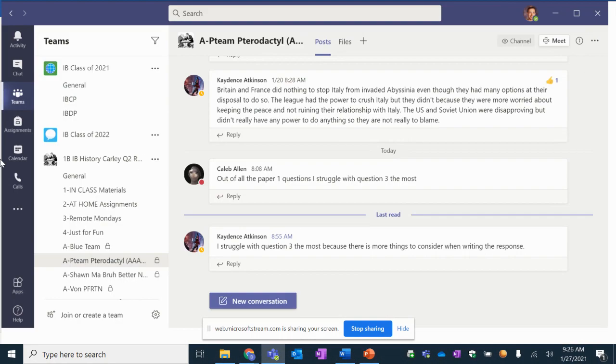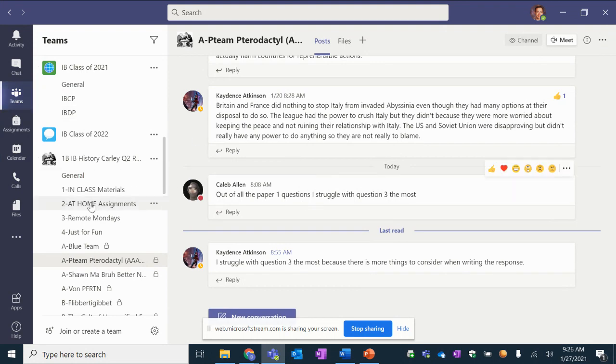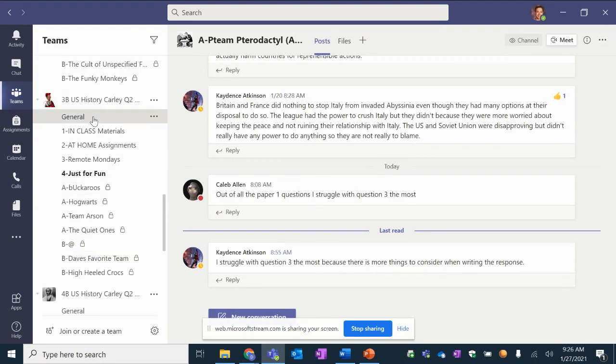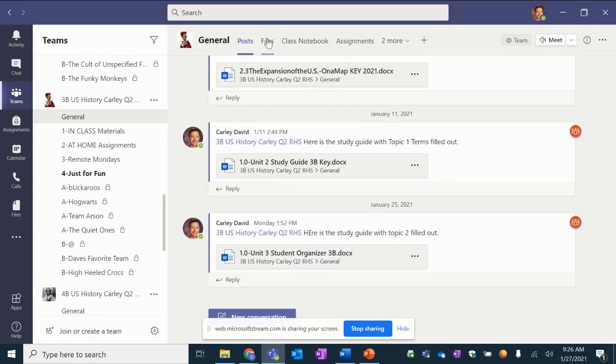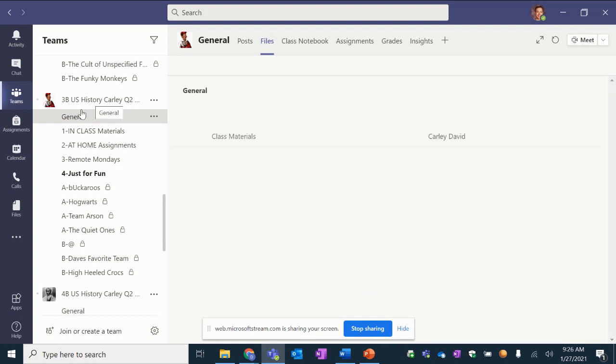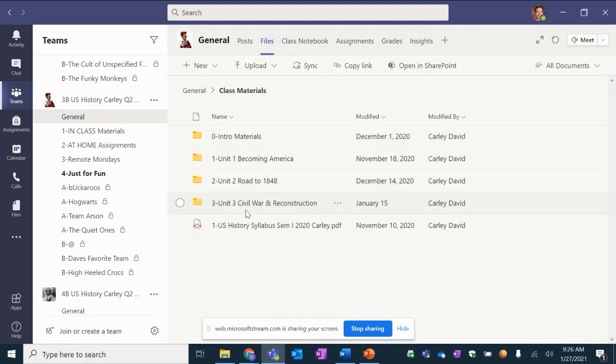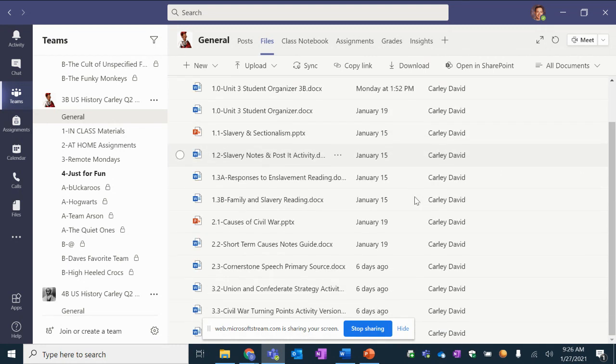So the next thing I want to do is make sure you know where all your resources are. I'm going to pull up Teams really quickly and go through. Sorry, this is IB history. Let's just take my 3B history. It's going to look the same if you're in 4B. If you go to the files section of the general channel right here and go into class materials, we are currently in Unit 3. Everything is there right now except for the slideshow 3.1, which I'll put in there shortly, which is about the Civil War itself.